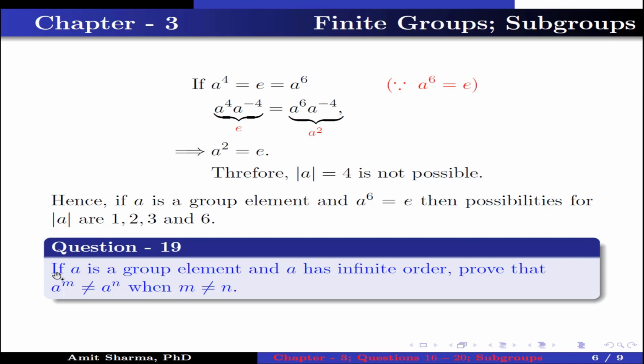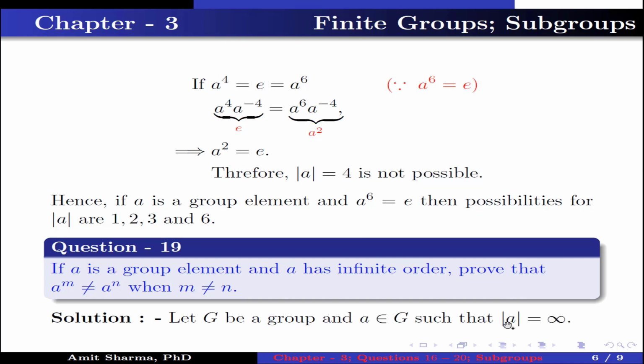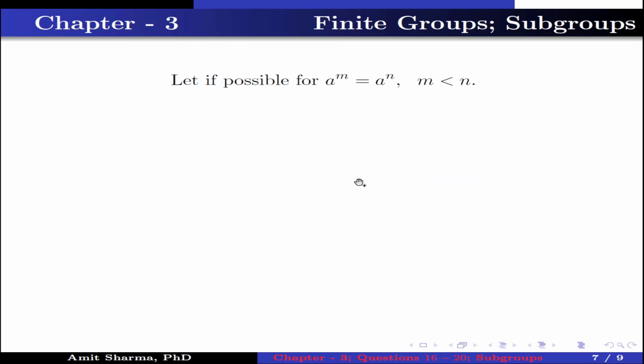Question number 19. If A is a group element and A has infinite order, prove that A to the power m is not equal to A to the power n when m is not equal to n. Let G be a group and A belongs to G such that order of A is infinity.